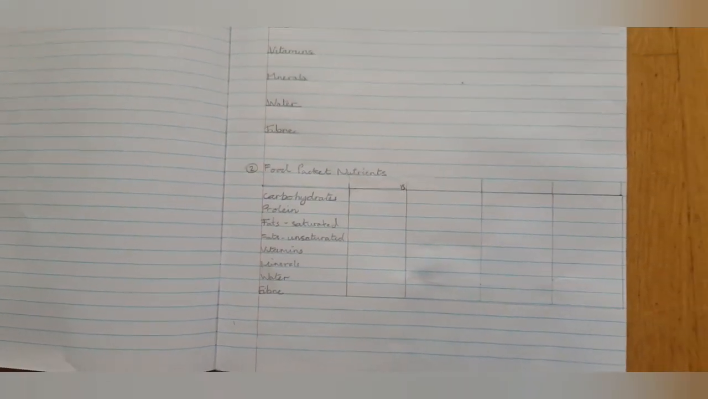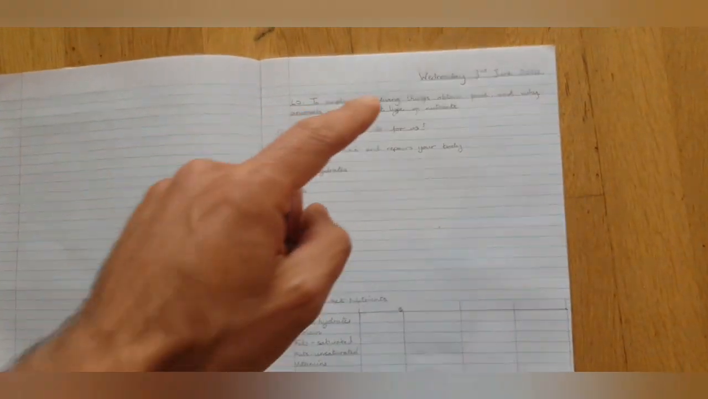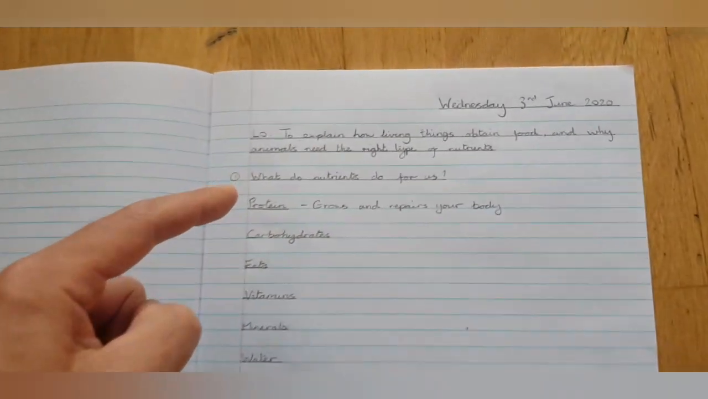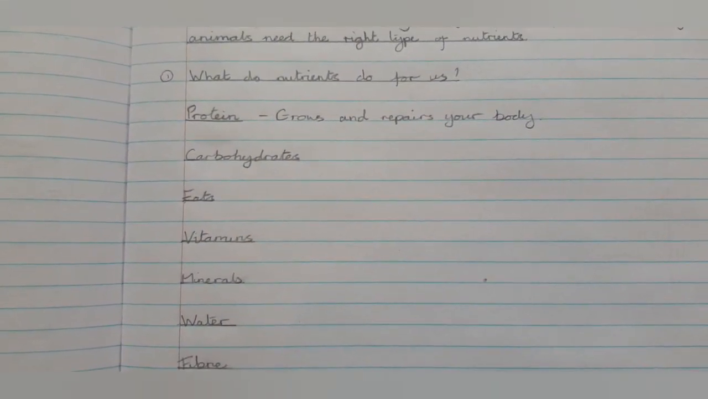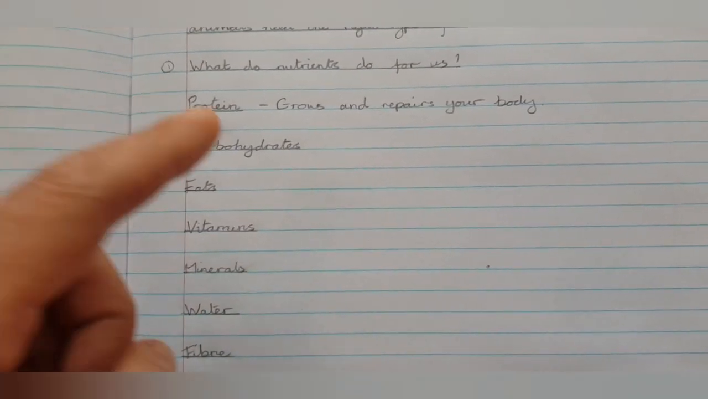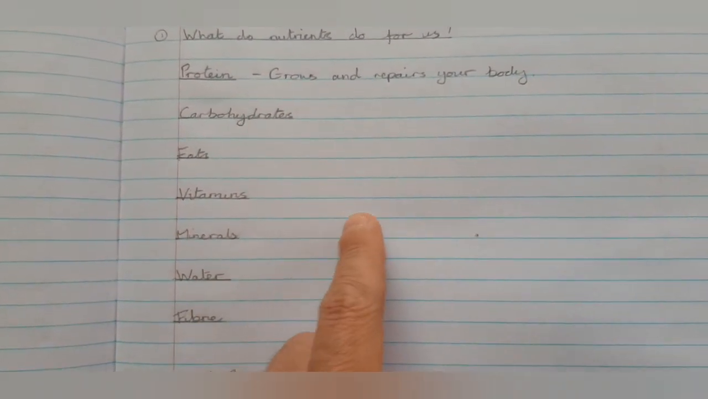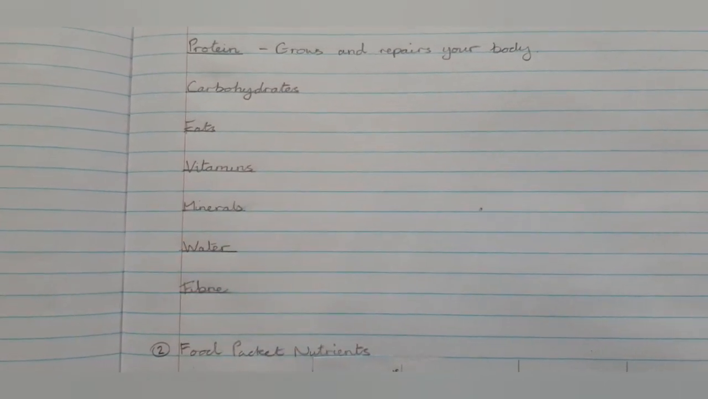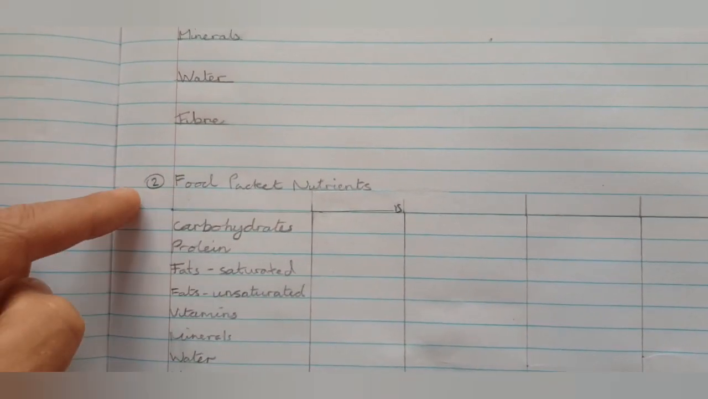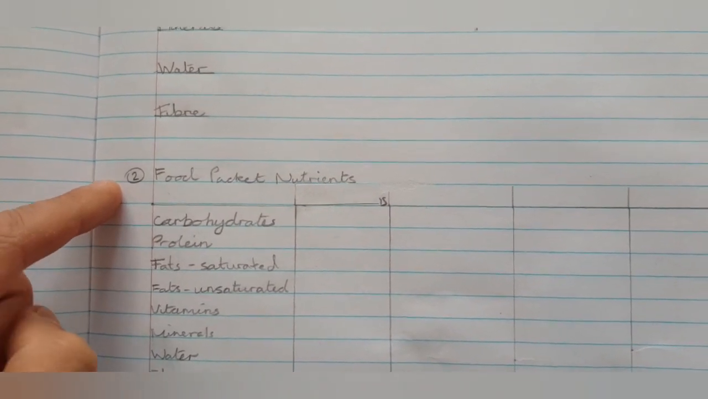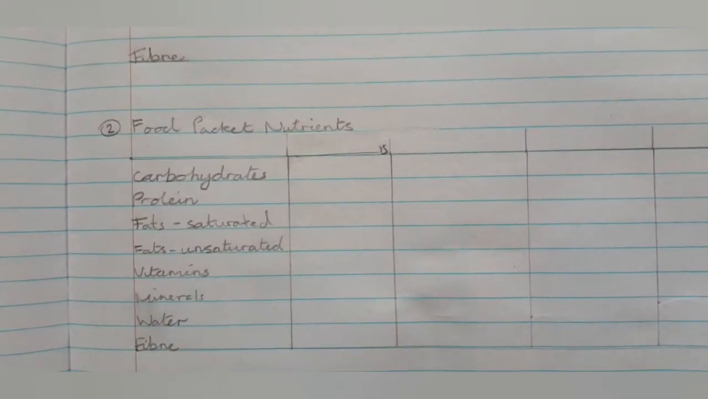So if you look at my page now, you should have already done the first bit. I've got my date, my LO, my first activity, which is what the nutrients do for us, which you will have filled out with the definitions for all the different kinds of nutrients. And then you're going to leave a line and write number 2, food packet nutrients, because we are looking at food packet nutrients. And then underneath here you'll have your table.